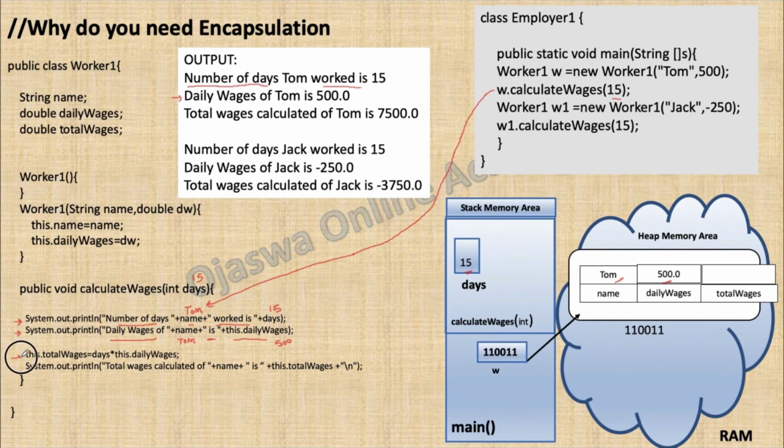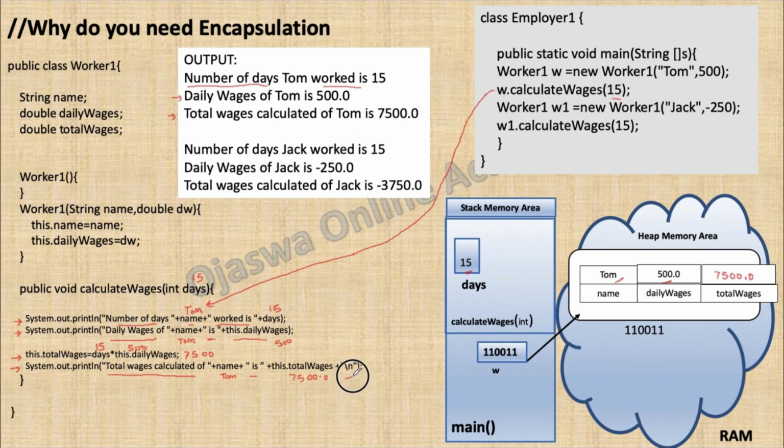Now the next statement is we are calculating the total wages of the worker. So number of days, that is 15, multiplied by daily wages, that is 500, which is equal to 7,500. So this.totalWages equals 7,500. So inside the instance variable belonging to object W, value 7,500 will be stored. Now the next statement, "total wages calculated of Tom is", this.totalWages will retrieve its value, and this will be printed to the console. Total wages calculated of Tom is 7,500.